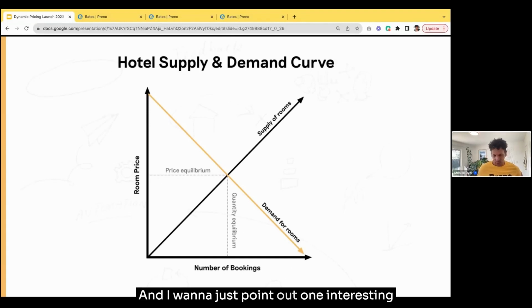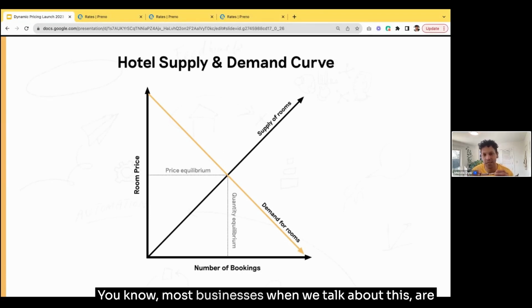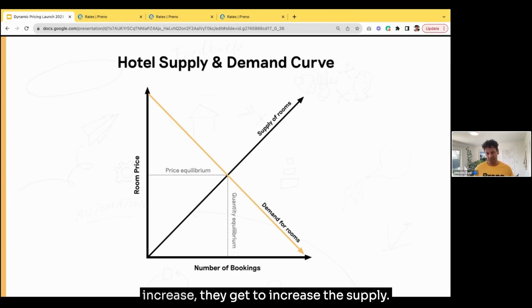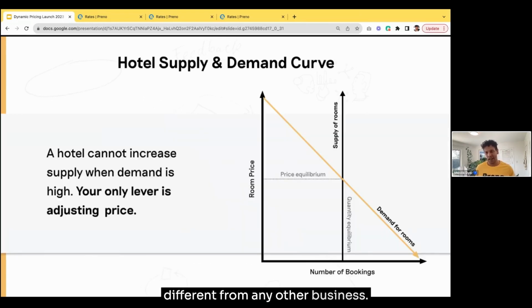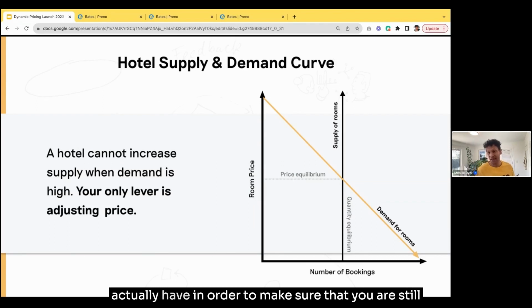I want to point out one interesting thing about a hotel that makes it completely different from any other business. Most businesses are selling a widget or a pen, where as demand starts to increase, they get to increase the supply. But a hotel is completely different. You actually have a fixed supply. It's not like you can go out and build more rooms. So when demand increases, the only lever you actually have to make sure you are still hitting that price equilibrium is to adjust your prices.